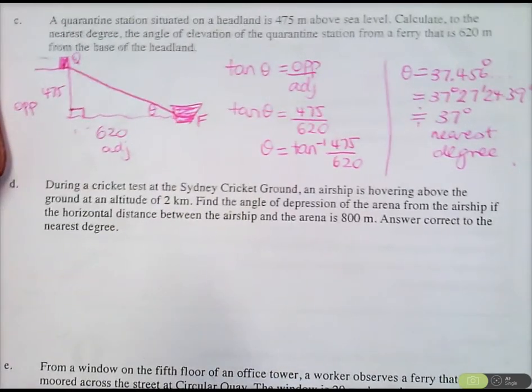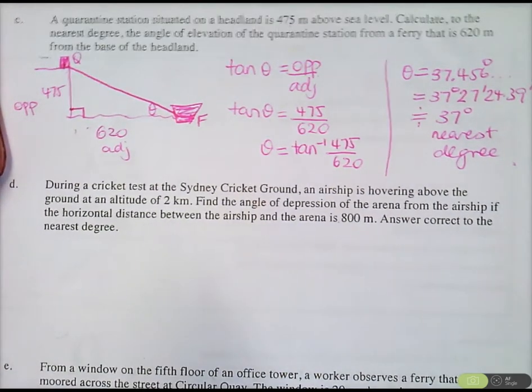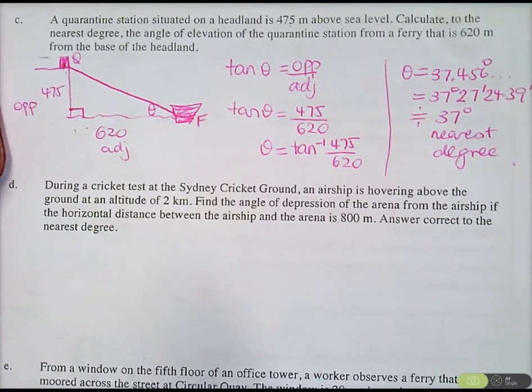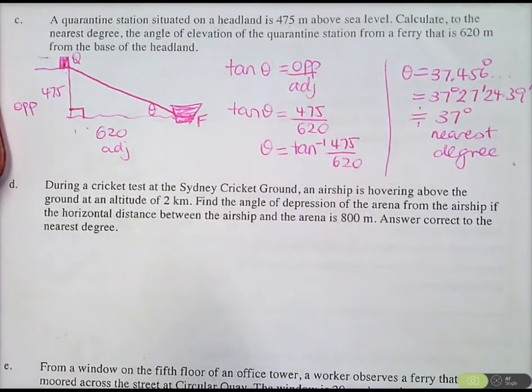So with the next question, during a cricket test at the Sydney Cricket Ground, an airship is hovering above the ground at an altitude of 2 kilometres. Now, an altitude of 2 kilometres, does that mean a straight vertical up-down distance or a distance that's on an angle? It's just straight up and down height. So the straight up and down height is 2 kilometres. It says find the angle of depression of the arena.